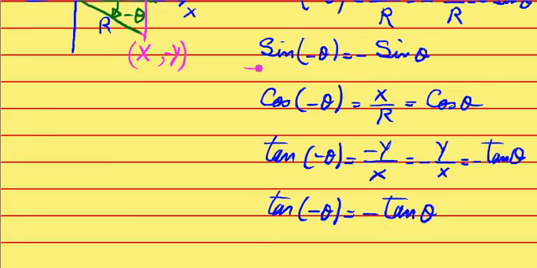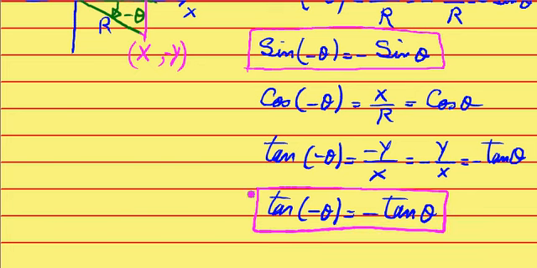So 3 identities to remember. Sine of negative of an angle is a negative of sine of that angle. Tangent of negative of an angle is negative of tangent of that angle. And let me rewrite this observation separately also. Cosine of minus theta turned out to be same as cosine of theta.